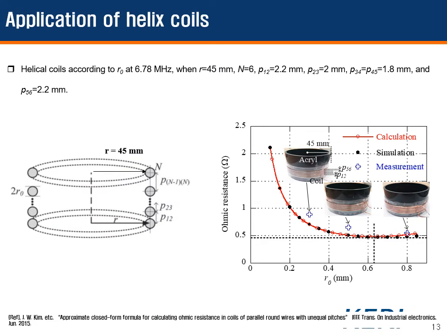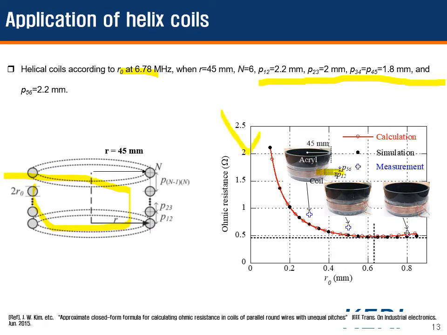For verification of the calculation method, we made several helical coils. As you can see, the cross-section of the helical coil here is similar to that of the parallel straight wire conductors. The coil has a different pitch, a turn number of 6, and a radius of 45 millimeters. The frequency is 6.78 megahertz.